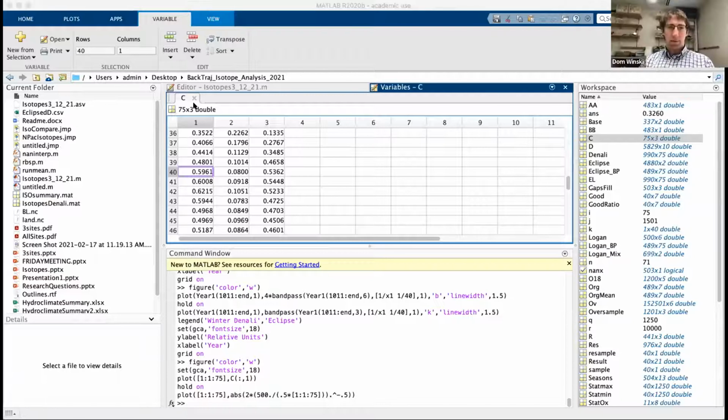And so with that, I will go ahead and introduce our first speaker today, Dominic Winski. He will be presenting stable water isotope and snow accumulation records from North Pacific ice cores. So Dominic, go ahead. Great, thank you for the introduction.